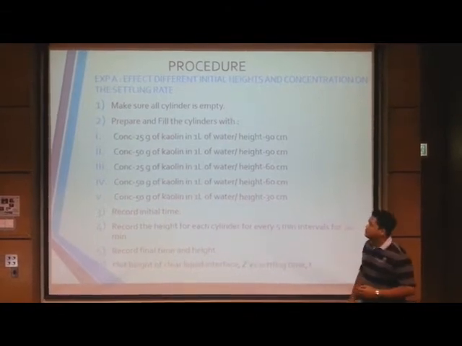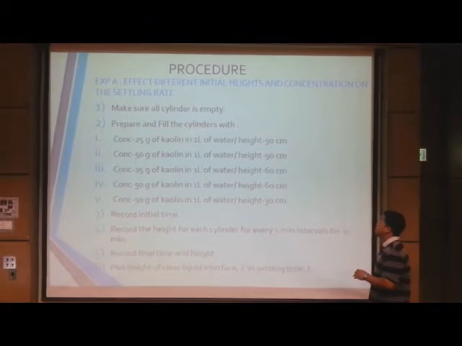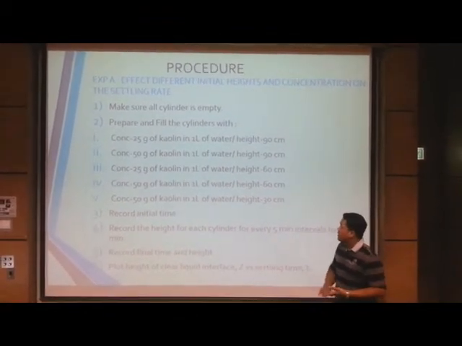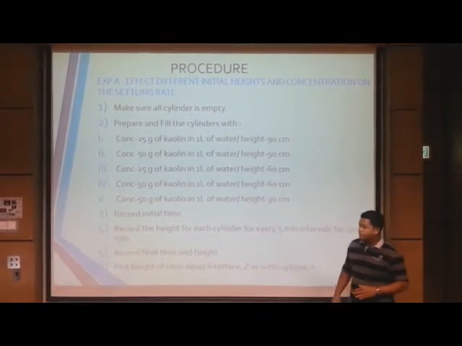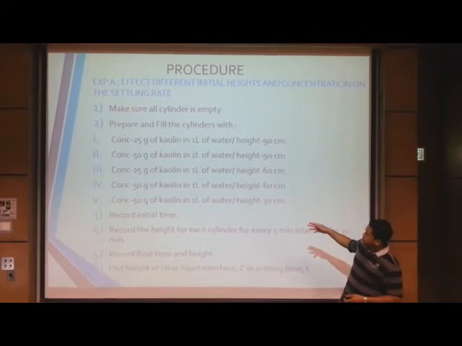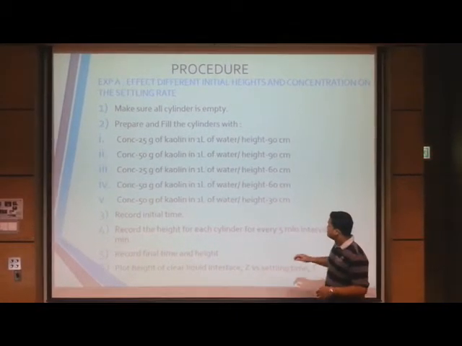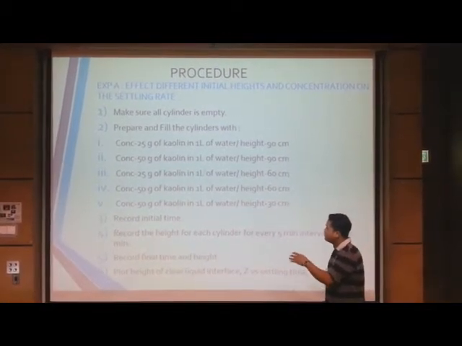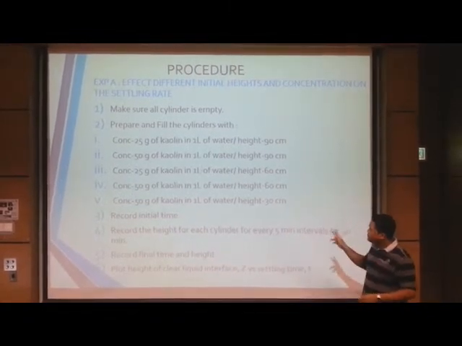For the procedure, there are 2 parts of the experiment. The first part is to study the effect of different initial height and concentration on the settling rate without using the flocculant. First, make sure all the cylinders are empty, and then prepare them respectively. Prepare a solution with first concentration 25 gram of kaolin in 1 liter of water at height 90 cm.